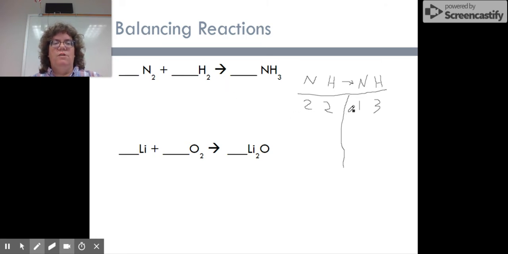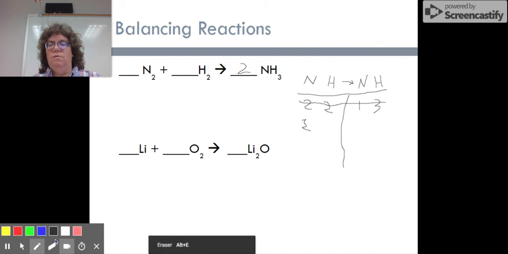But I'm going to deal first here with my nitrogens. There are 2 over here. There's only 1 over here, which means I'm going to put a 2 right there. Now, cross this out. Try it, go again. I have 2 nitrogens.